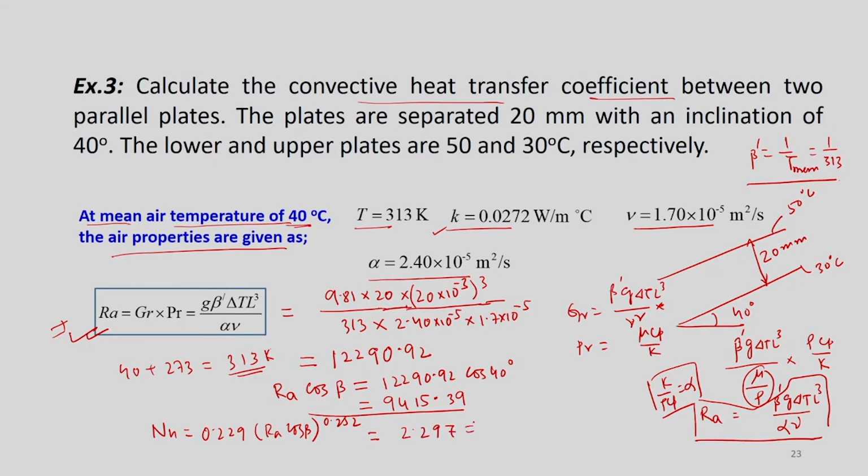As we know, Nusselt number is hL by k, which is 2.297. From here we can calculate h, which is nothing but 2.297 multiplied by k. The value of k is 0.0272, and then we have L, which is 20 into 10 to the power of minus 3. This is something like 3.124 watt per meter square Kelvin. So the heat transfer coefficient is found to be 3.124 watt per meter square Kelvin.